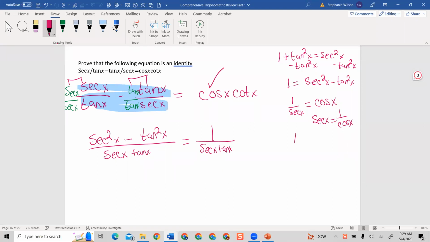Check. Now the 1 over tangent. I know cotangent. I was like, wait a minute, what did I do? Cotangent is 1 over tangent x. So then that tells me that this 1 over tangent gives me my cotangent. So we have an identity here. Okay, let's go to our next one and see what we got next.